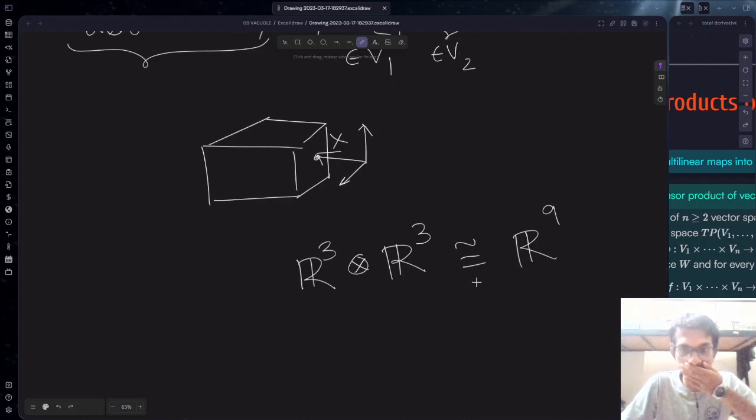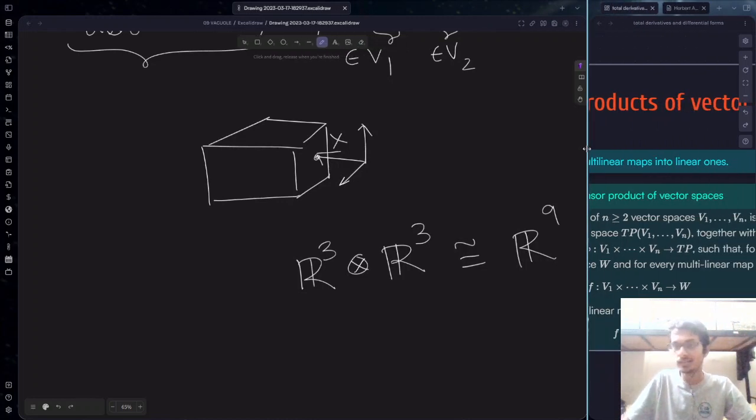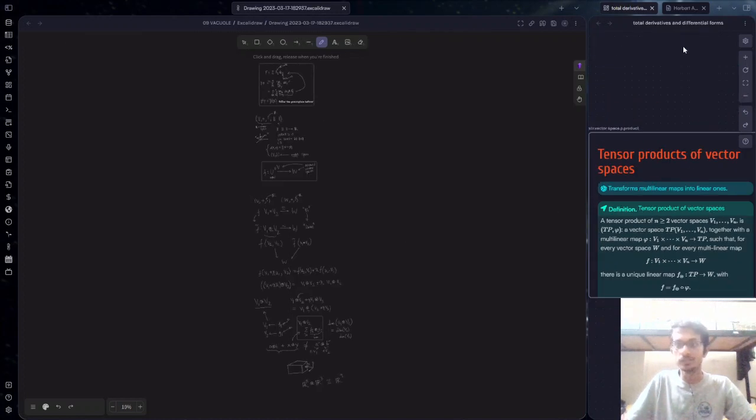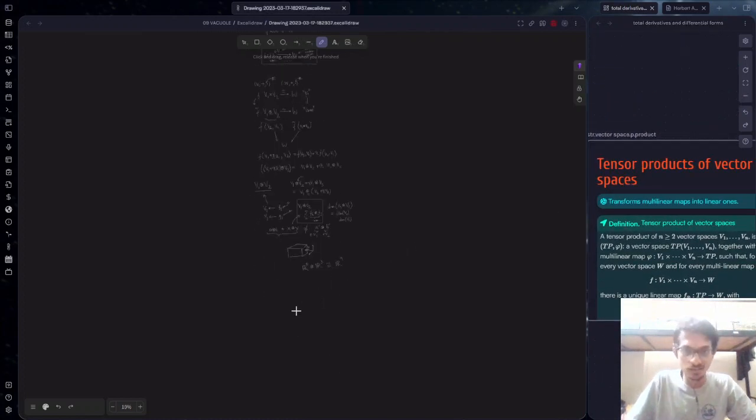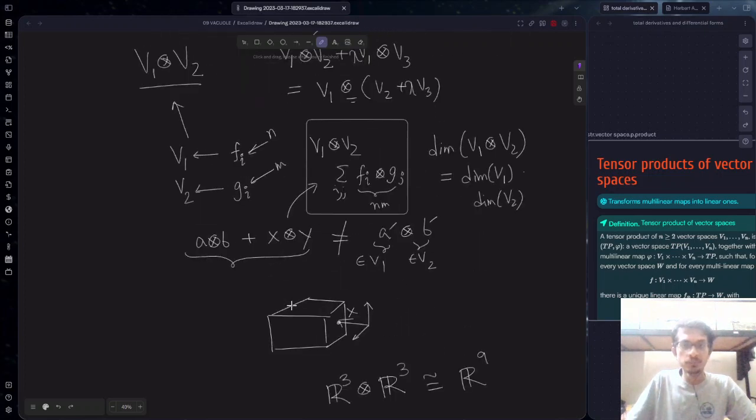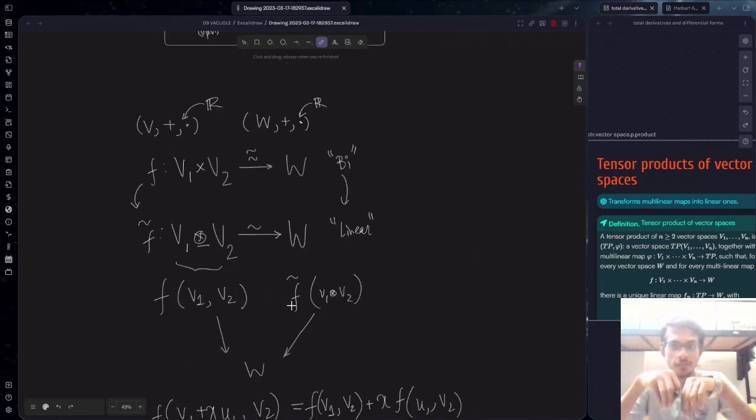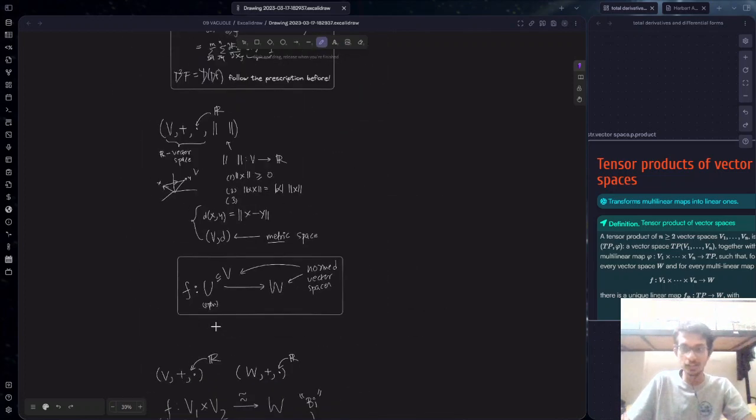Dimensions will multiply. This is okay. This has nothing to do with actual tensors, but this is called a tensor product because I think the name came from here. I'm not sure. So we can define the tensor product of two vector spaces, which creates a new vector space with dimensions that multiply if they are finite dimensional. I'm working with everything finite dimensional here. I'm not working with infinite dimensions at all.